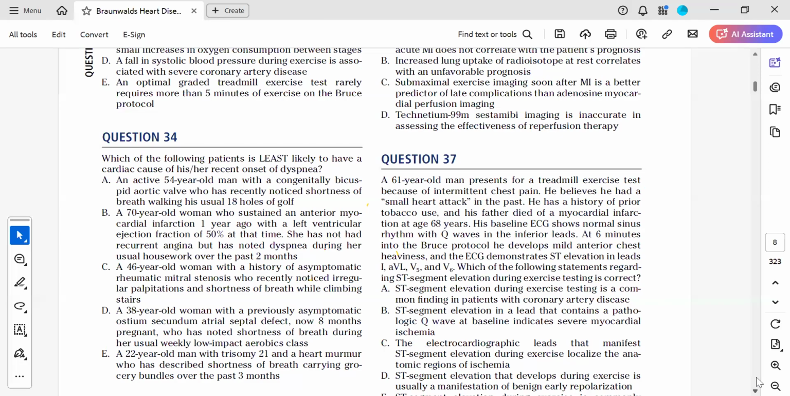However, yes, things can happen due to the ostium secundum ASD, but this woman also has something in the background, which in this context is the pregnancy, and we'll have to look at the pregnancy. So the least likely, definitely in this context, would be D, which is a 38-year-old woman, previously asymptomatic, ostium secundum ASD, and now 8 months pregnant. So that's basically that. I don't know whether we'll have any other insights before we go into other ones. Thank you.